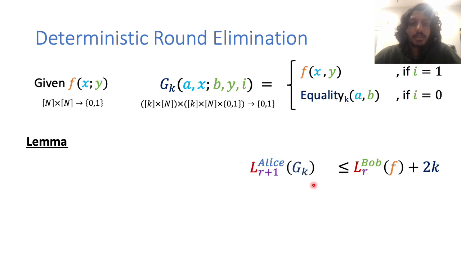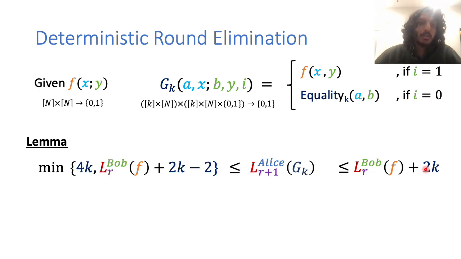So the complexity of G is upper bounded. This is a very naive upper bound where you either compute F or you compute equality. You can get this upper bound by basically skipping the first round and Bob revealing I on the second round, and then either going into the protocol for F or going into the protocol for equality. So that's the upper bound. But the lower bound is the interesting part.